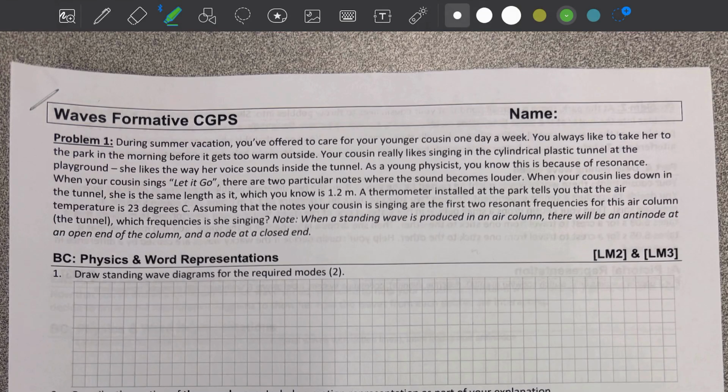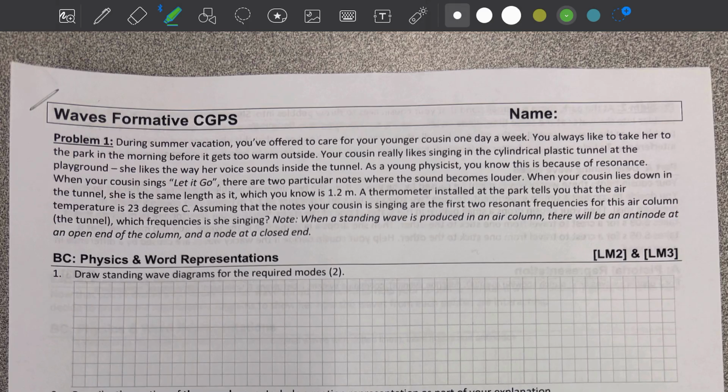During summer vacation, you've offered to care for your younger cousin 1 day a week. You always like to take her to the park in the morning before it gets too warm outside. Your cousin really likes singing in the cylindrical plastic tunnel at the playground. She likes the way her voice sounds inside the tunnel. As a young physicist, you know this is because of resonance.